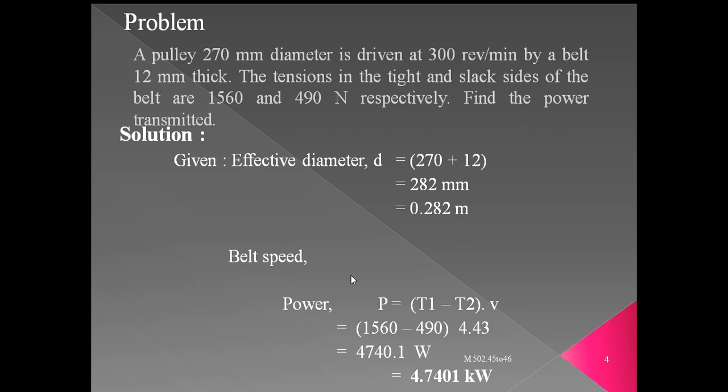Problem one: a pulley of 270 mm diameter is driven at 300 revolutions per minute by a belt 12 mm thick. The tensions in the tight and slack sides of the belt are 1560 and 490 newtons respectively. Find the power transmitted. Here the pulley diameter is given and RPM is given.